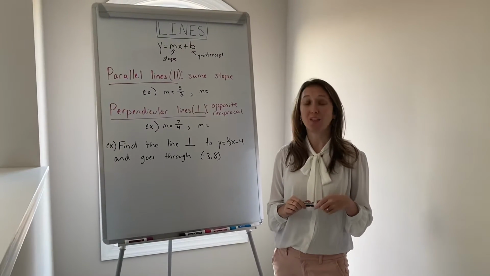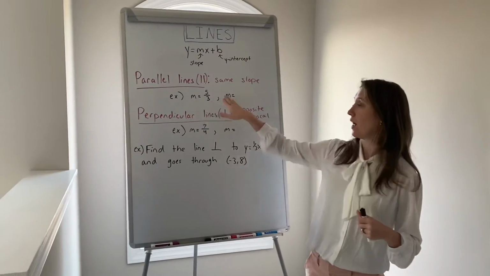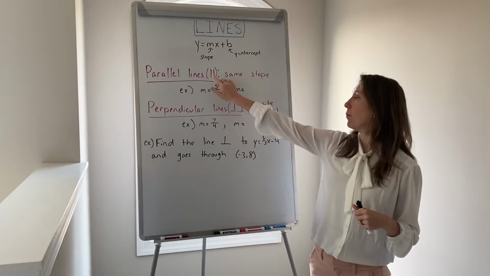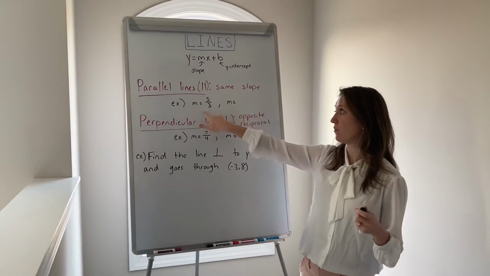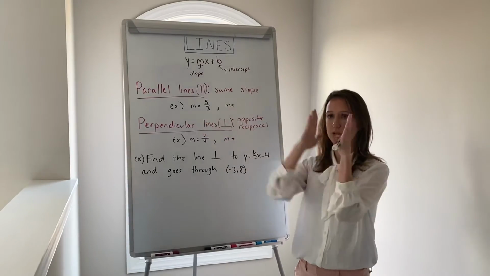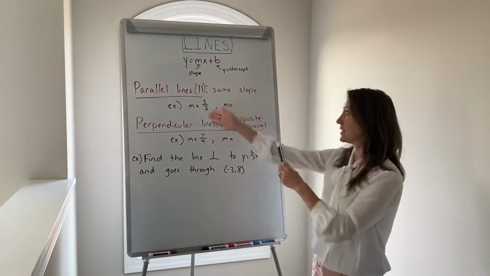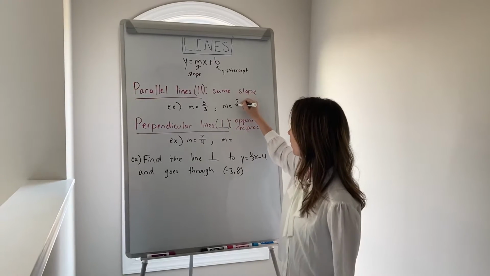Another thing you need to know about lines is how to compare parallel and perpendicular lines. So parallel lines, and this is a symbol, they have the same slope. So if you have a line that has a slope of 5/3, and then you want to find the slope of a line parallel to it, which again means they'll never touch, that's exactly the same slope. So the slope of the parallel line would just be 5/3.